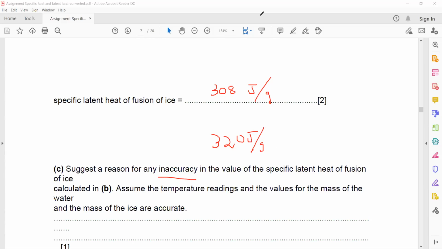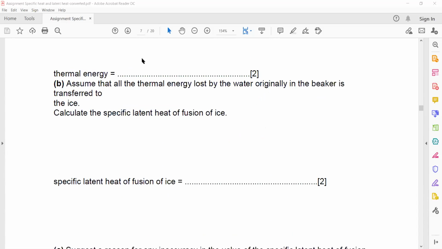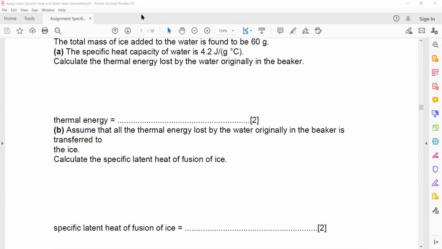So there are two ways you can mention your answer, because what happened here, what is our assumption? Our assumption is that we have a container which is filled with water, and this water is losing energy and the ice will gain energy. That is our assumption, that all of the energy which is lost by the water, that was 18,480, all the energy lost by the water is gained by the ice.